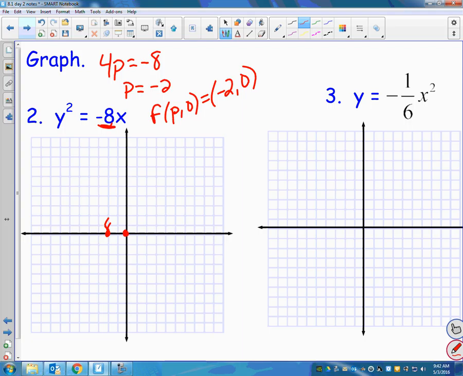And just to show you the directrix, you don't have to draw the directrix to graph it, but I just want to show you it. The directrix is the equation p units the other way. So the other way from negative 2 would be positive 2, so the directrix would be the line x equals positive 2. And if you look at our formula, it's x equals negative p. Our directrix is the negative of negative p, so x equals positive 2.